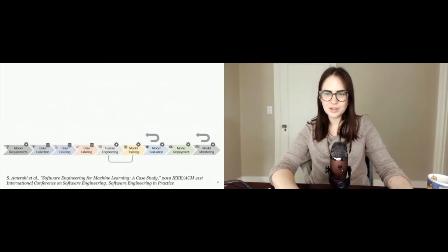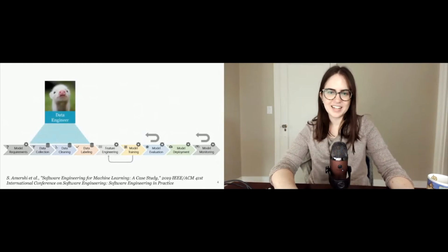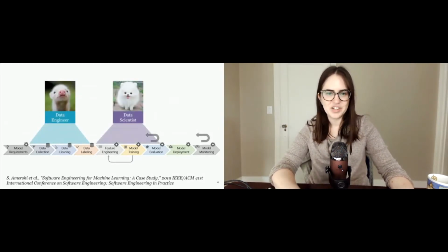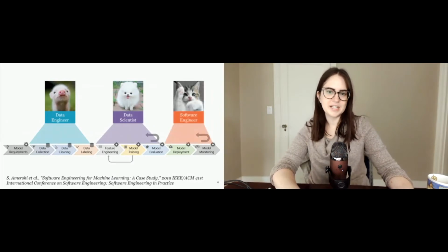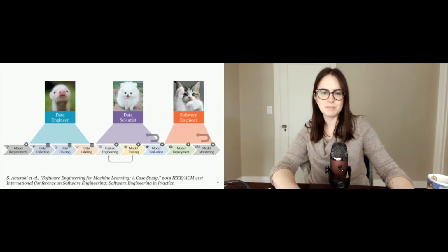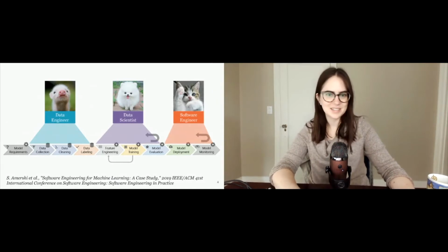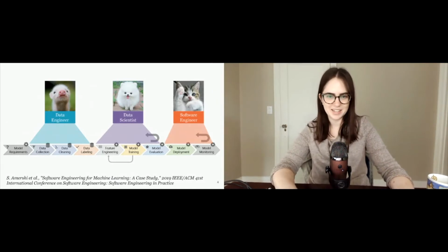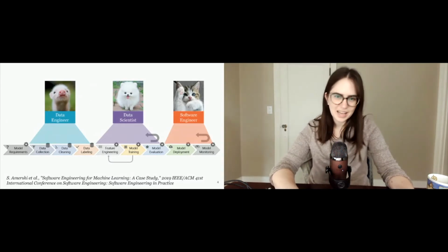And of course, there are a whole bunch of folks with different skill sets working on this. We've got data engineers collecting, cleaning, and labeling data. Data scientists are engineering features, then training and evaluating models. And software engineers are deploying and monitoring applications built around those models. And this is my dream company run entirely by baby animals.